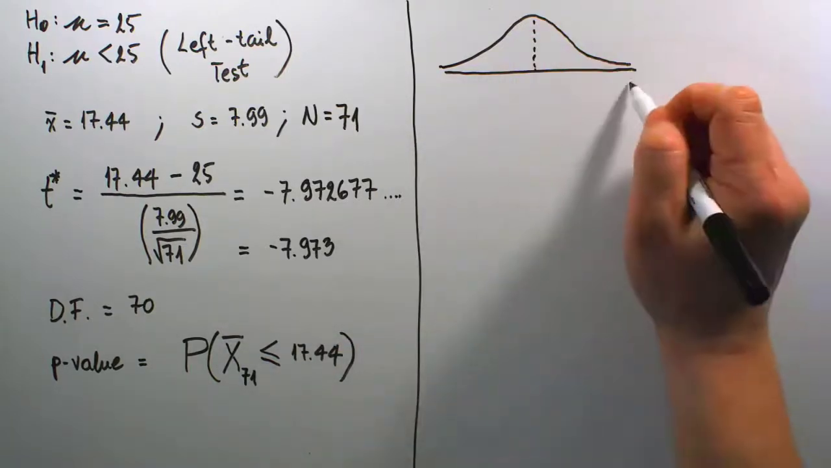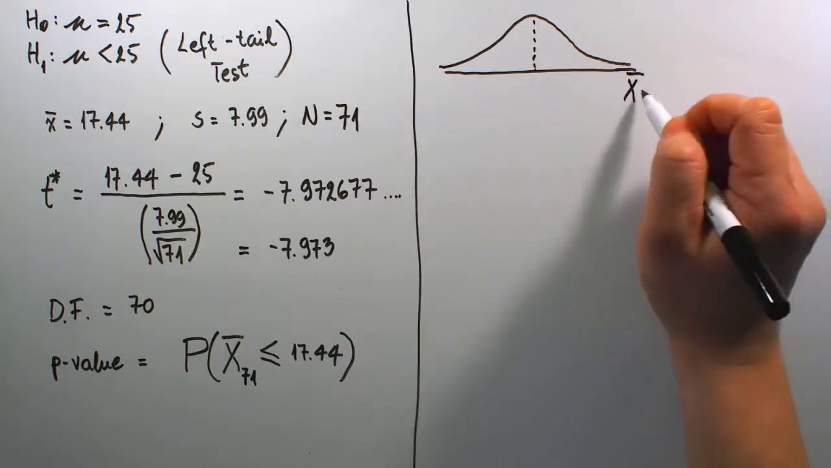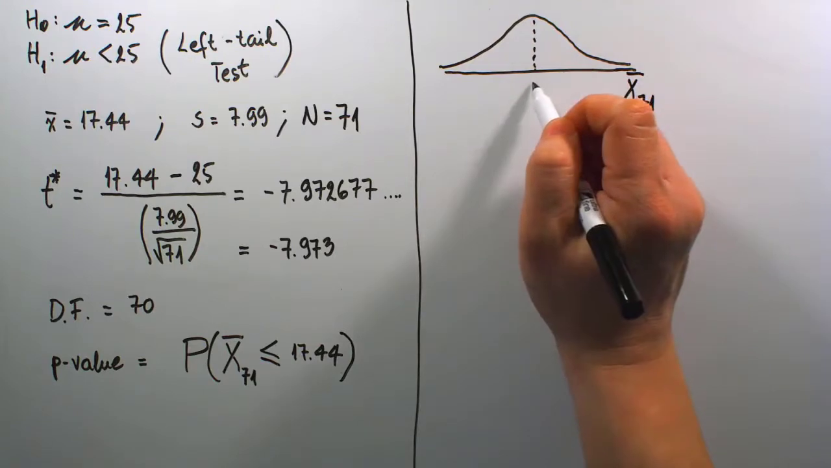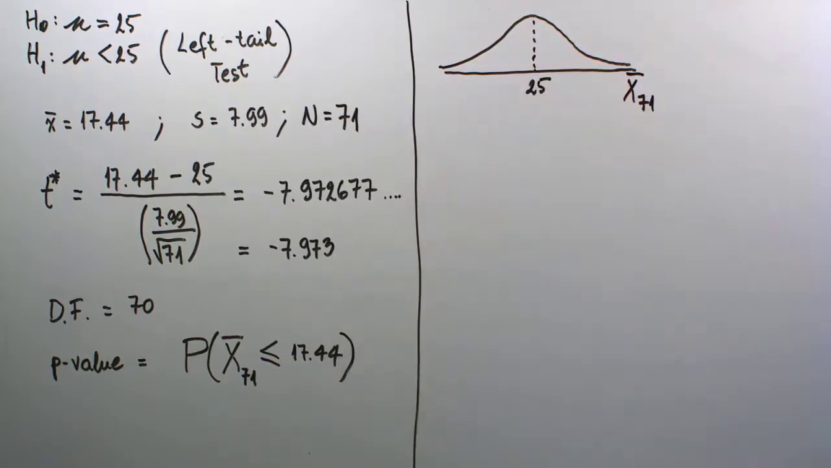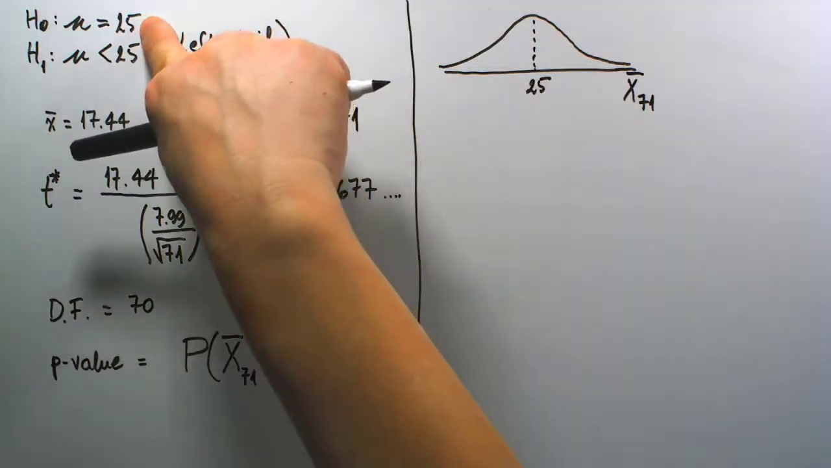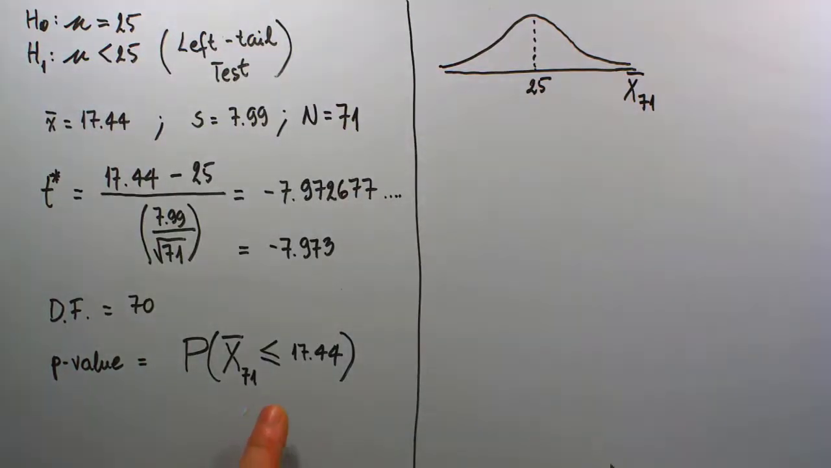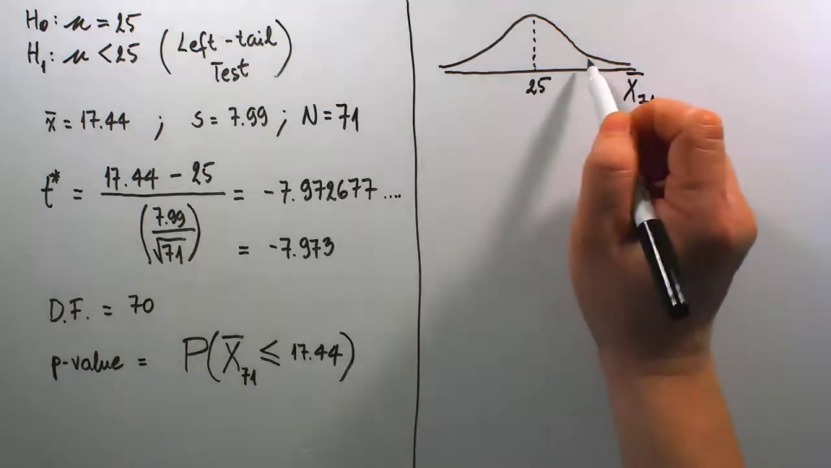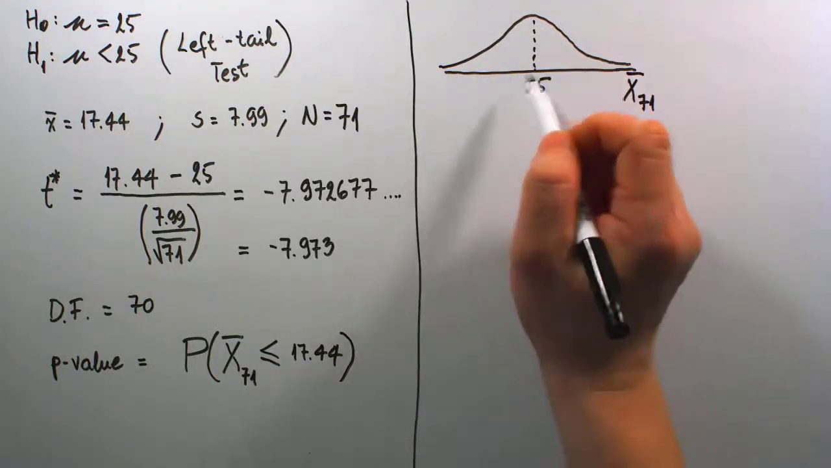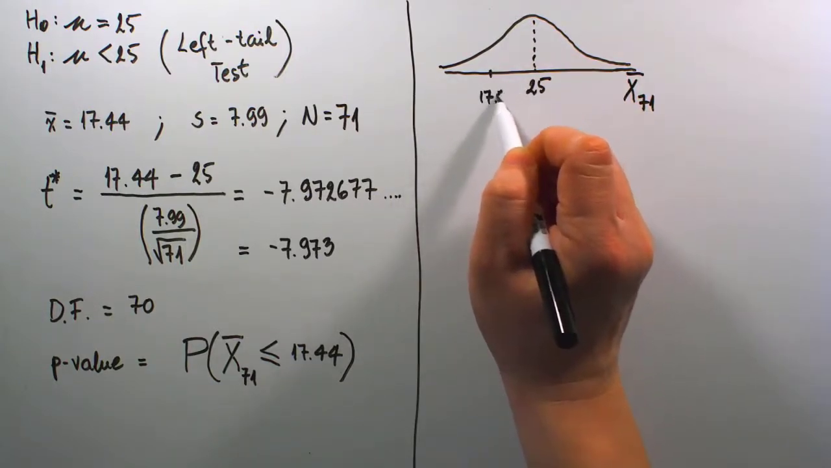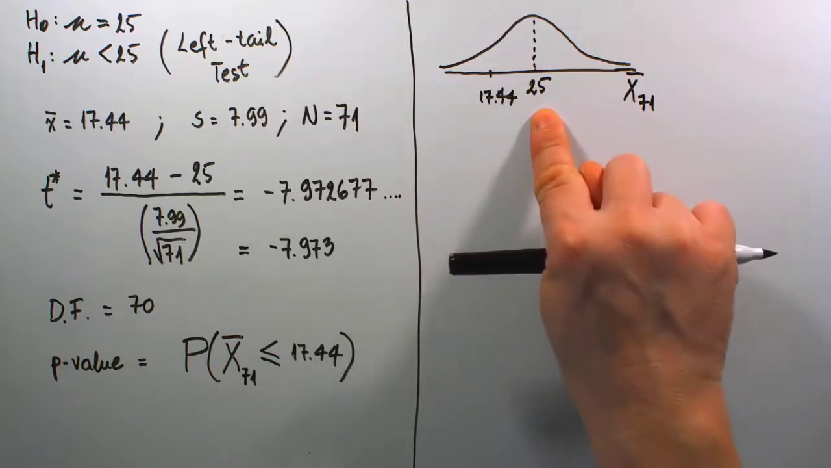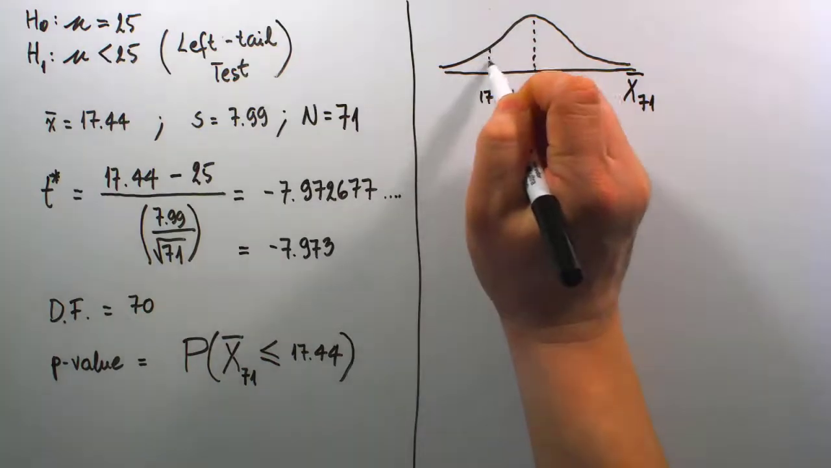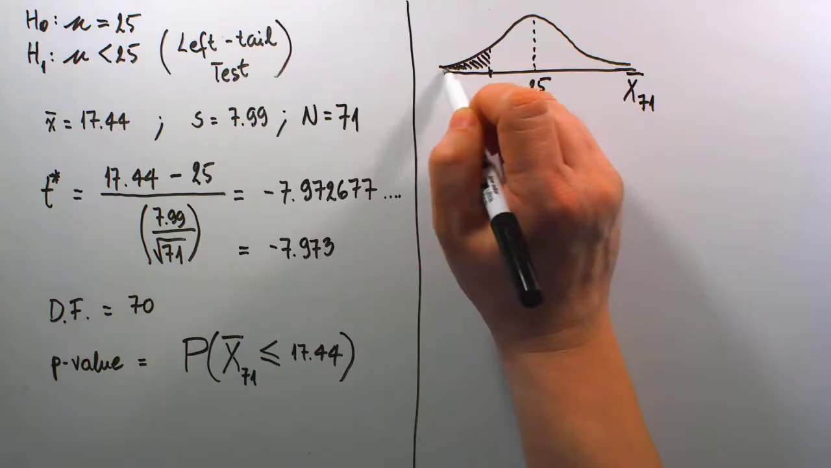The bell curve here represents all values of our sampling distribution of our sample mean at size 71. And this bell curve has a center at 25, which is the same as the value claimed in the null hypothesis. Now the probability that we're calculating is the same as the area on this bell curve shaded to the left-hand side. So 17.44, our sample mean, is for sure somewhere to the left of our bell curve center. This probability is to be understood as the area shaded to the left-hand side of 17.44.